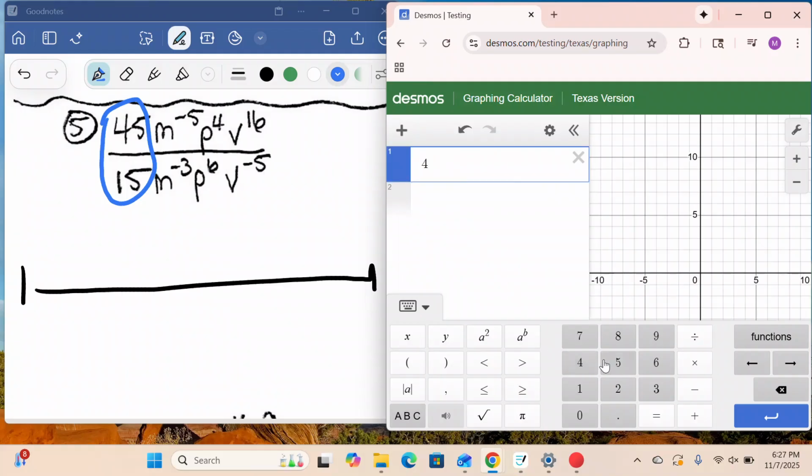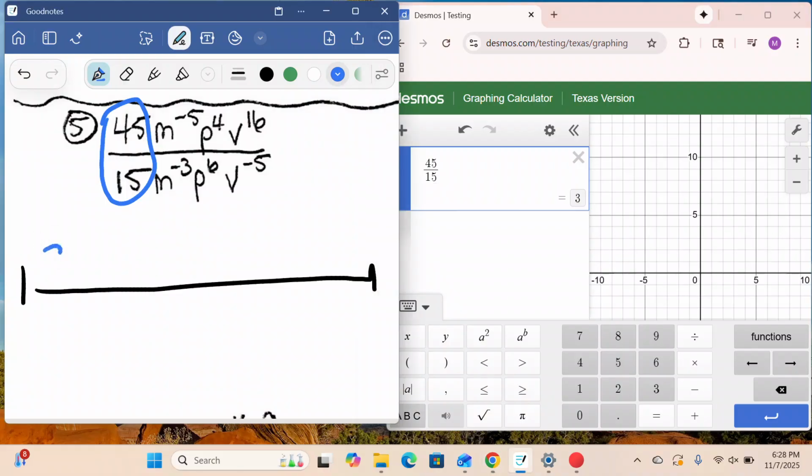Well, I'm just going to put 45 divided by 15. And of course, Desmos does the work for us. It comes out to 3. So all I have to do is put the 3 there. Then I check to see that I have a pair of m's and a pair of m's. So if I look at the pair of m, I'm just going to write pair of m's. And then what I'm going to do next is I'm going to subtract a -5 minus a -3.